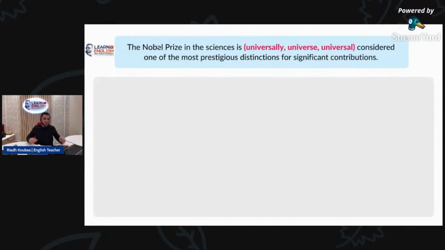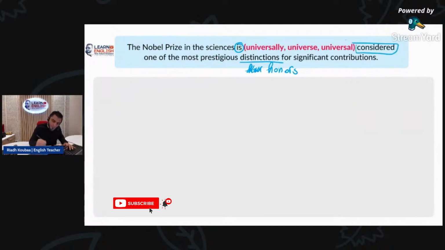Good. Next sentence. The Nobel Prize in the sciences is universal, considered one of the most prestigious distinctions for significant contributions. So significant here means honors for significant contributions. So what is the correct answer for this one? The Nobel Prize is, this is my first indicator. And here we have considered.